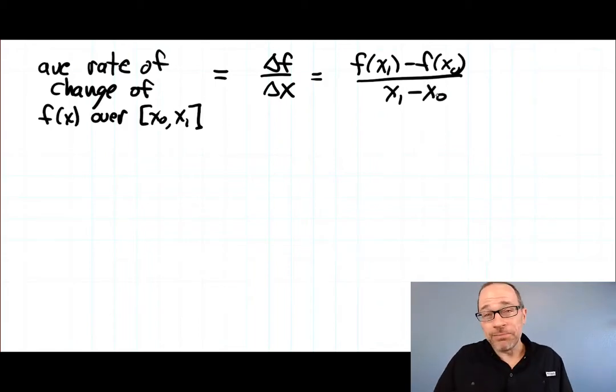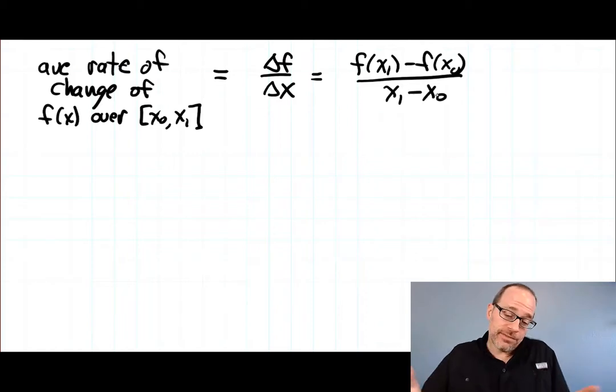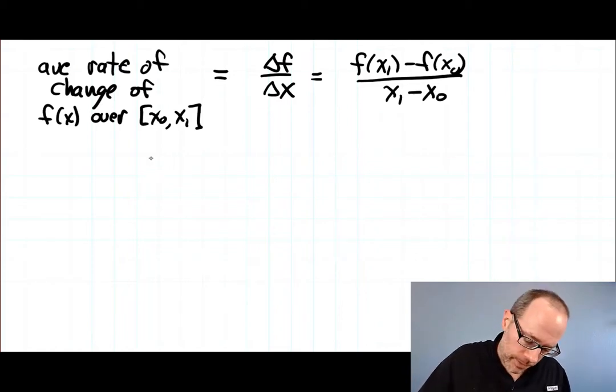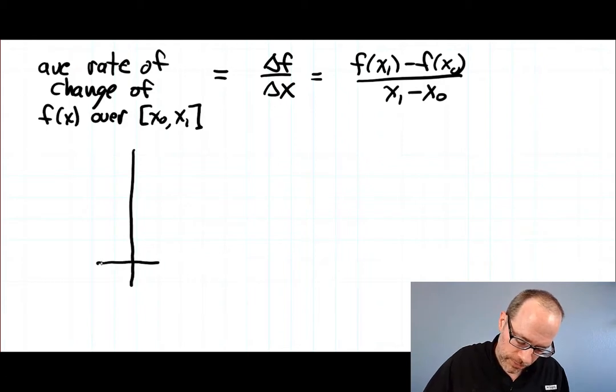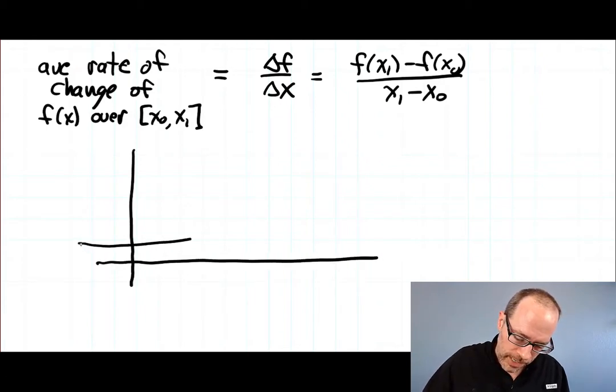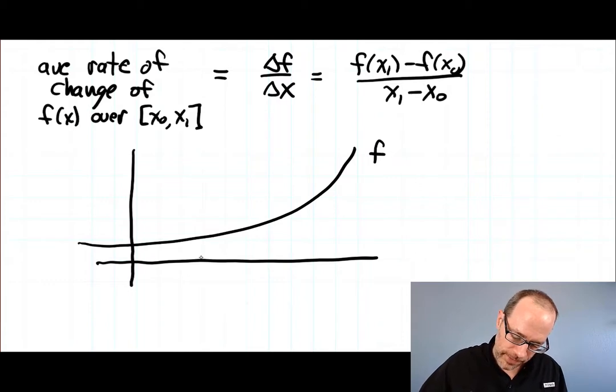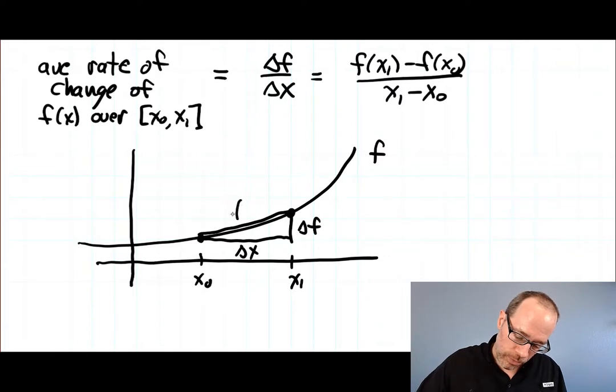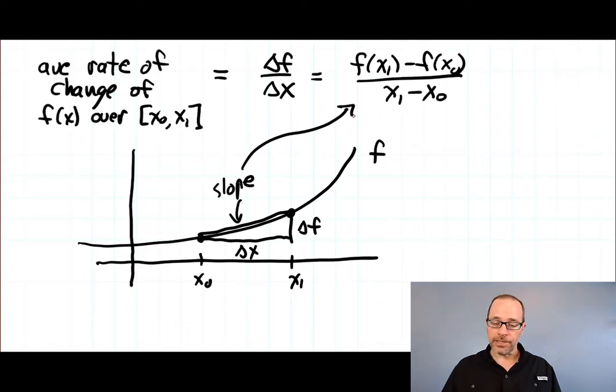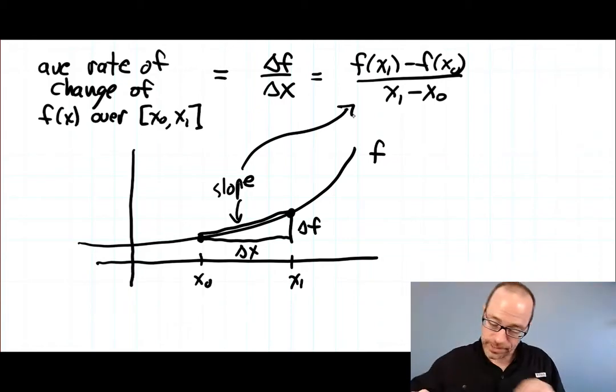So that looks just like the picture we had with velocity, except it makes sense for any function. And there's a picture that goes with it, as we've seen before, except now you graph the function f of x, and if you have x0 here and x1 here, then you can draw this triangle underneath, where this is the change in x, this is the change in f, and then the slope of that secant line is geometrically what's being calculated here. Okay? So that's the average rate of change.